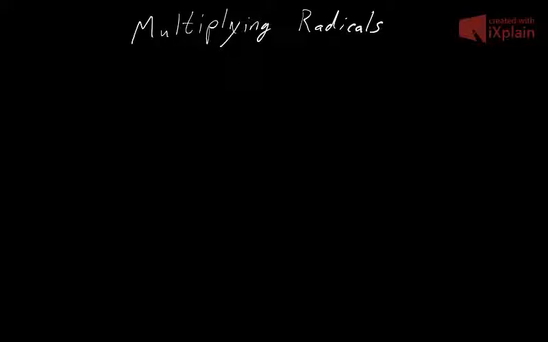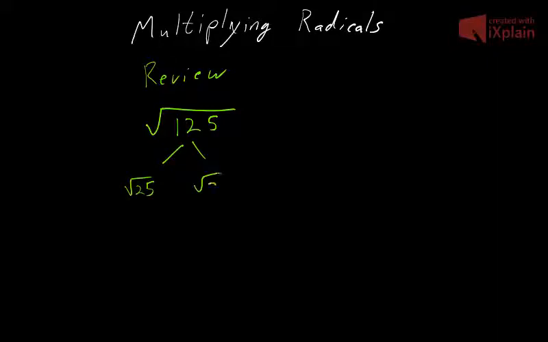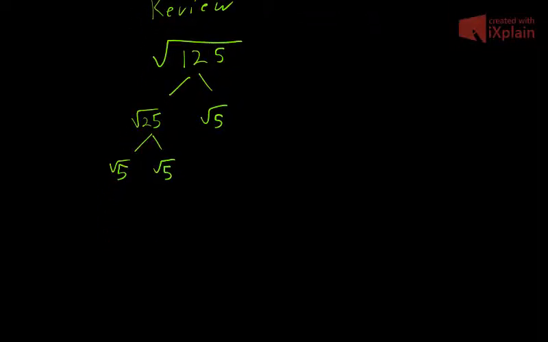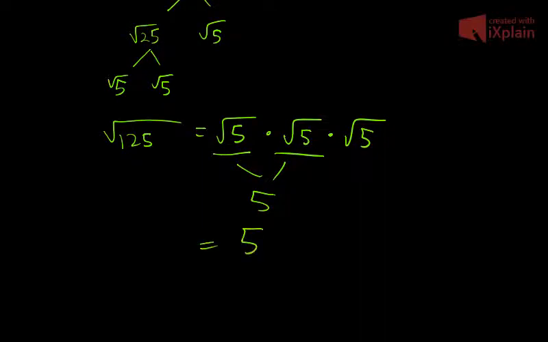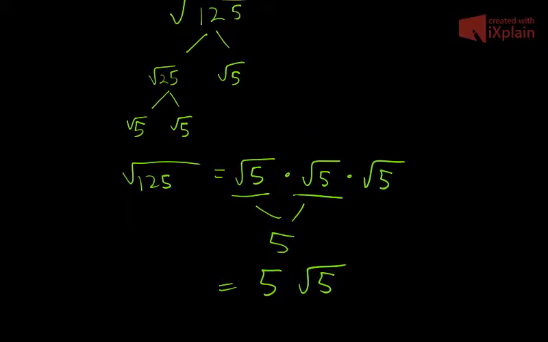So just to review, when we simplified radicals, what we did was we took a number like the square root of, let's do 125. And we would factor this into the square root of 25, and the square root of 5, root 5, and root 5. And so then I would be able to say square root of 125 equals root 5 times root 5 times root 5. And I know the square root of 5 times the square root of 5 is just going to be 5. So now I can say this equals 5 root 5, which I know is a lot of steps, but I think that we got it pretty well.